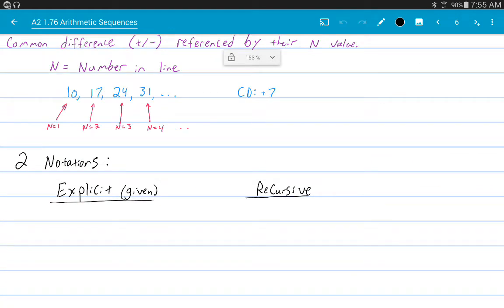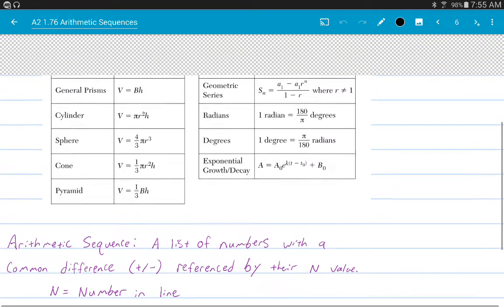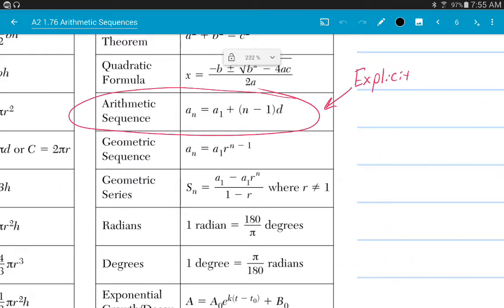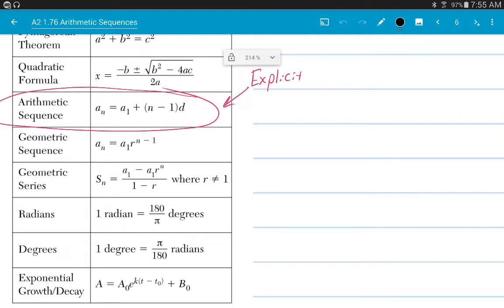Explicit, I want to use the same formula that the reference sheet does, so when you go to use it, you're familiar. They have done a sub n is equal to a sub 1 plus n minus 1 times d, which is the common difference.